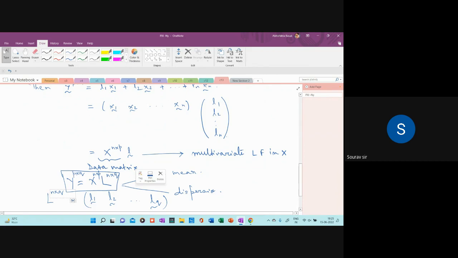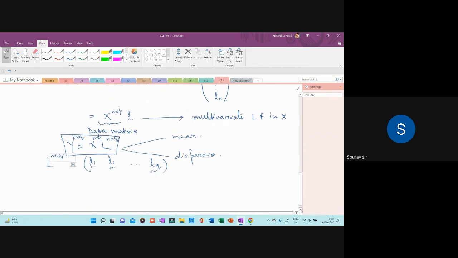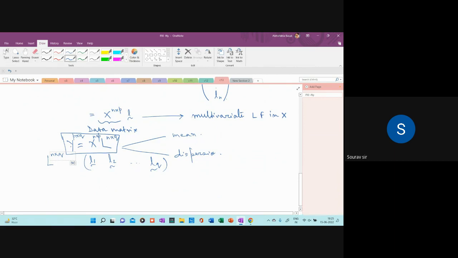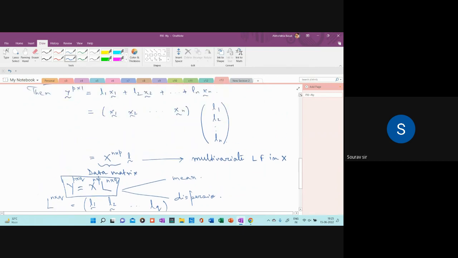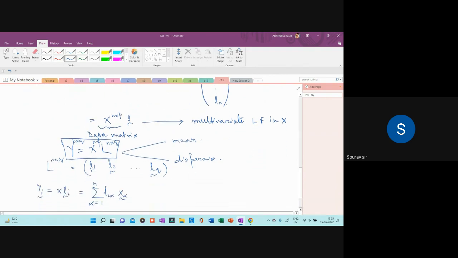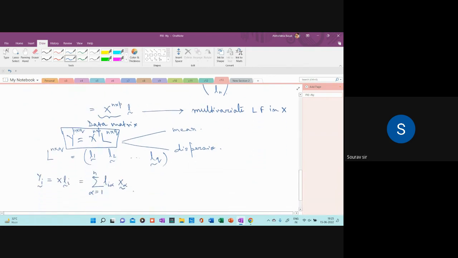Now, what we are doing over here, we are trying to find a particular element of this setup. These are all matrices. So if I want to find a particular element, that is going to be a particular vector yi, which I am writing as X into li curl. That is nothing but summation over alpha running from 1 to n of li alpha x alpha curl. If I expand this, whatever is xli, I have written it over here.